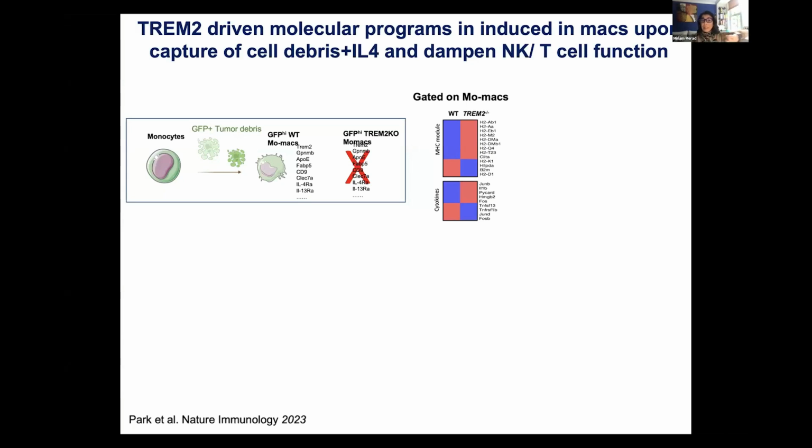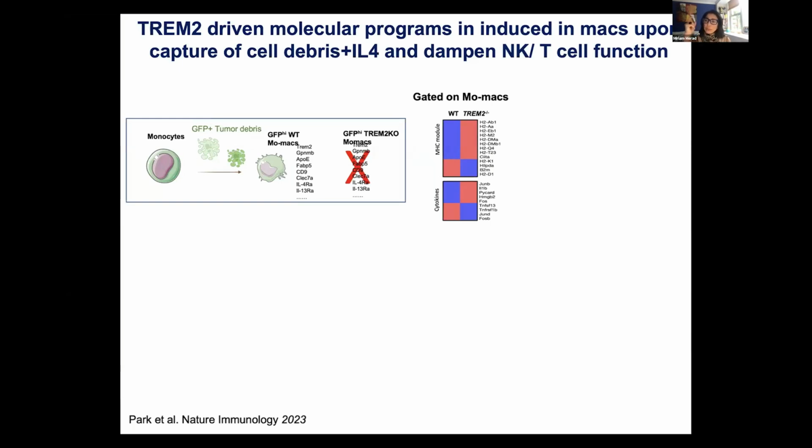Now we knocked down this TREM2, only one transcript, and what we saw is that part of the program was strongly reduced, suggesting that uptake of this apoptotic debris induced TREM2, which leads to the program that we identified in the clusters. Because when we deleted TREM2, that program was reduced.